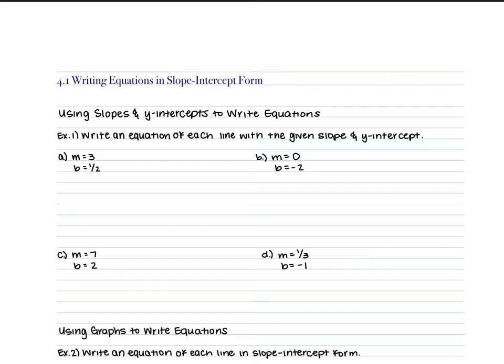So with our first set of examples, we are given a slope and a y-intercept, and we're told to write the equation of a line given that slope and y-intercept. So you want to remember with these, your formula for slope-intercept form is y is equal to mx plus b, where that m is your slope, and that b is the y value of your y-intercept.